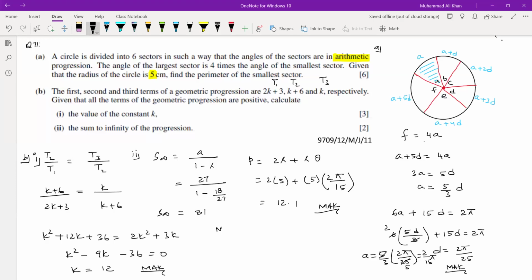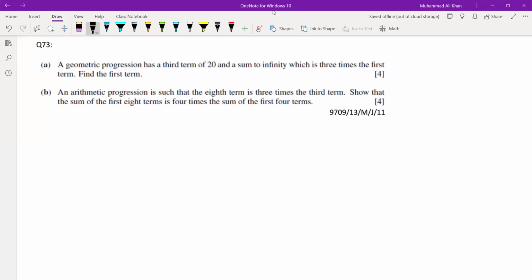Are you clear? Any confusion? Hopefully no. Complete the question. Now, question number 73. This is from May June 11, paper 1-3 in the A part. A geometric progression has a third term 20. T3 is 20. Sum to infinity is 3 times the first term. Find the first term.